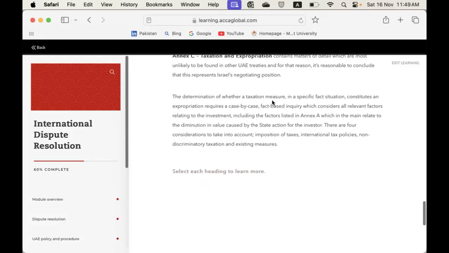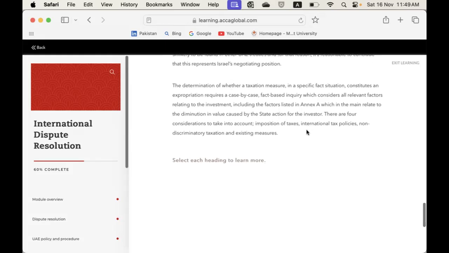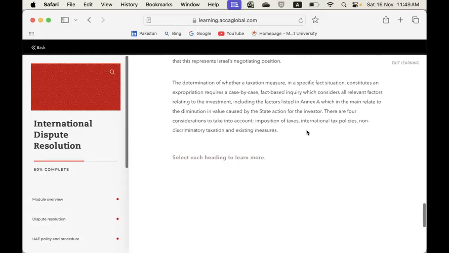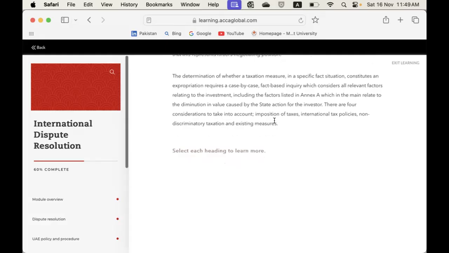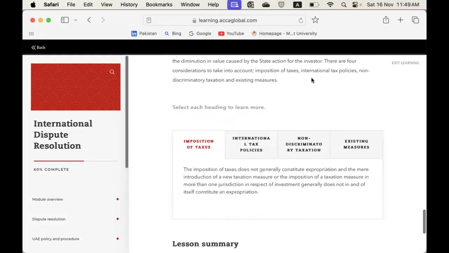The determination of whether a taxation measure in a specific fact situation constitutes an expropriation requires a case by case fact based inquiry which considers all relevant factors relating to the investment. So in case something arises, then the consideration will be given on a case to case basis, including the factors listed in Annex A, which in the main relate to the diminution in value caused by the state action for the investor. So in short, the treaty is a little bit open ended, and it is a result of negotiation between the two countries. There are 4 considerations to take into account: imposition of taxes, international tax policies, non-discriminatory taxation, and existing measures.